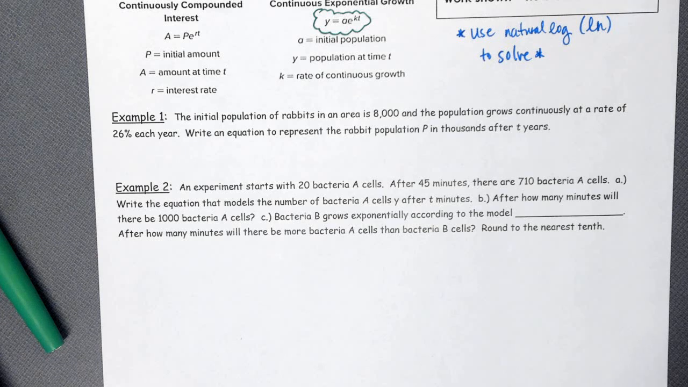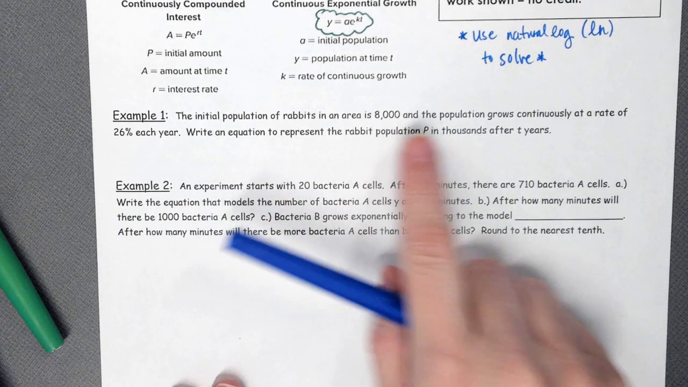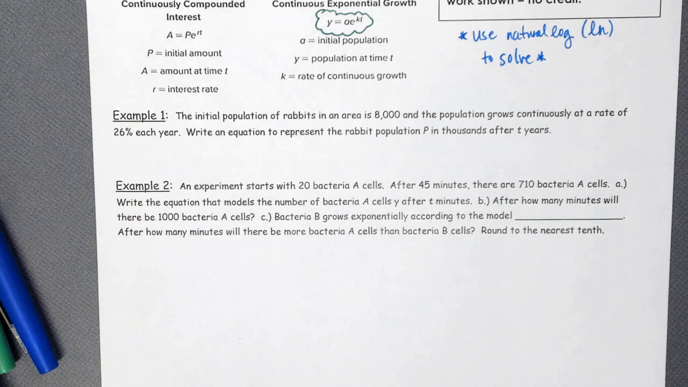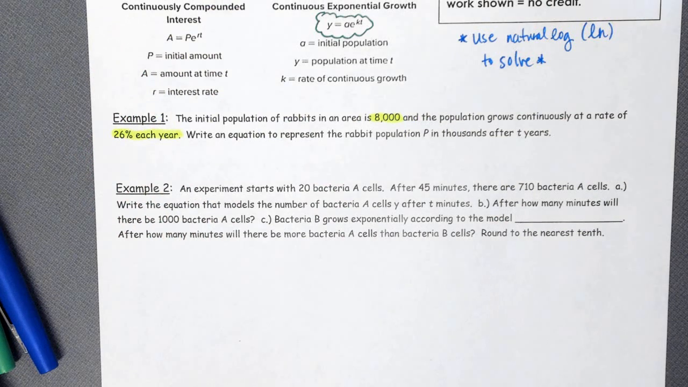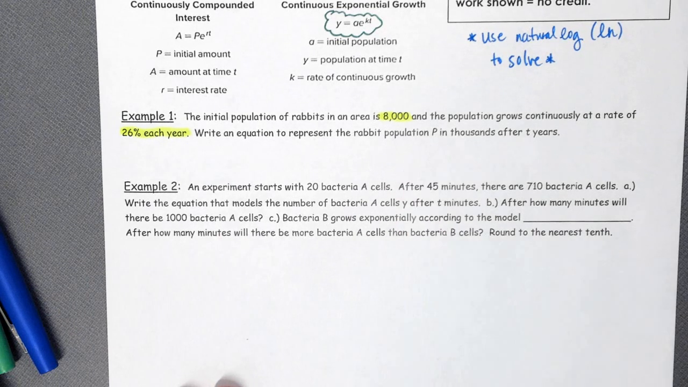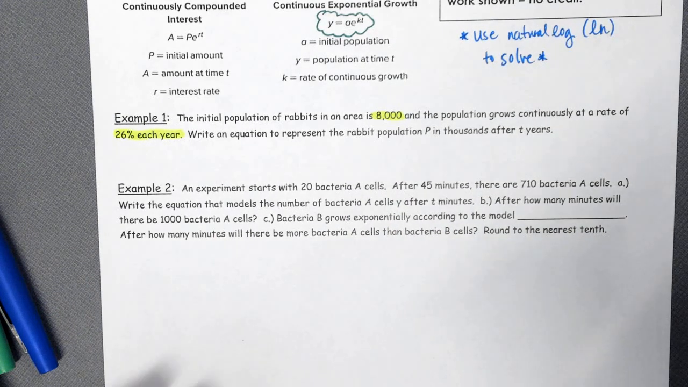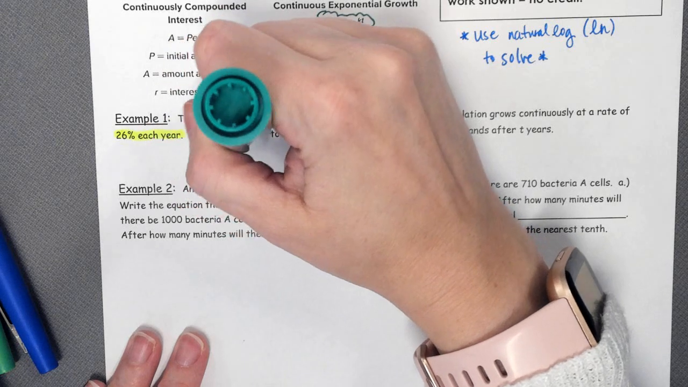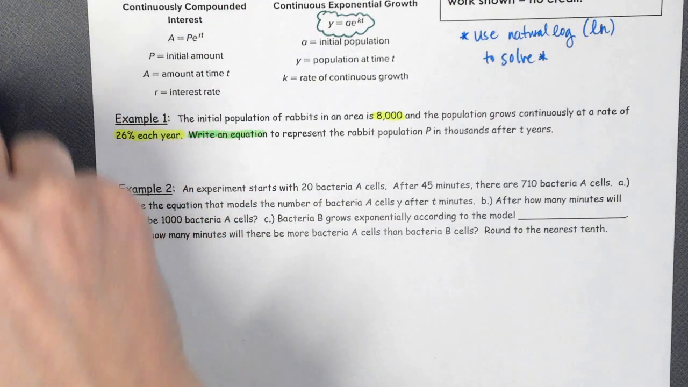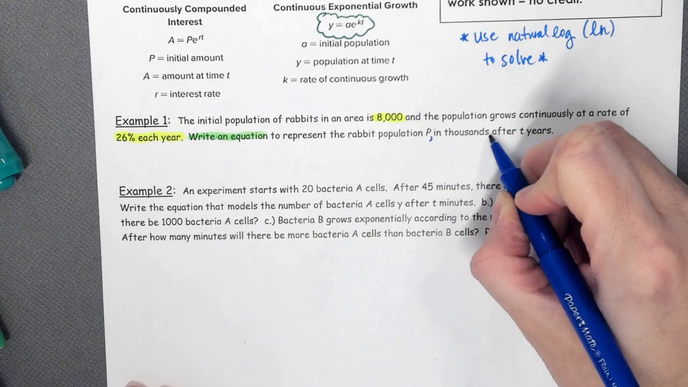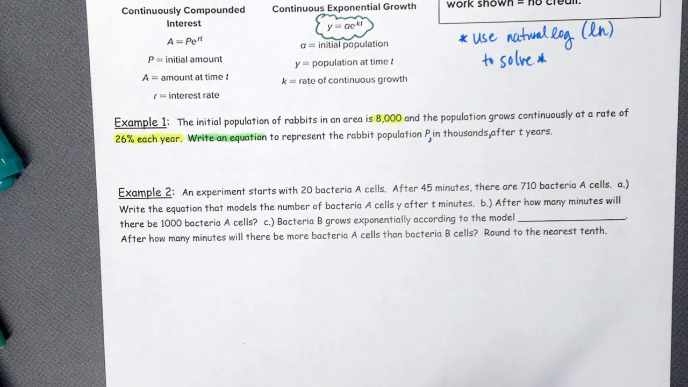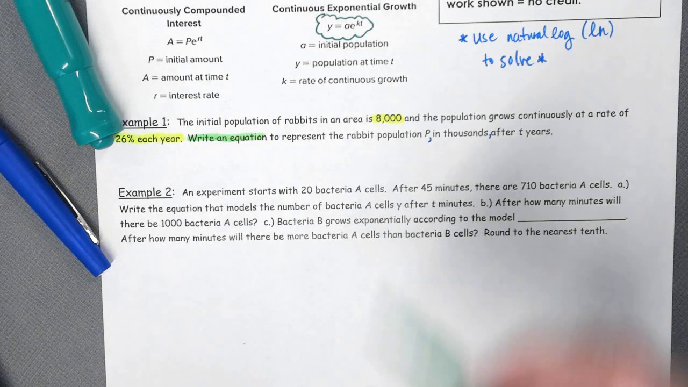Alright, so example 1 gives you the initial population as 8,000 and says it grows continuously at a rate of 26%. You are going to write an equation that represents the rabbit population P in thousands after t years. Okay, so write an equation to represent the population P, in thousands, so P is in thousands after t amount of years.